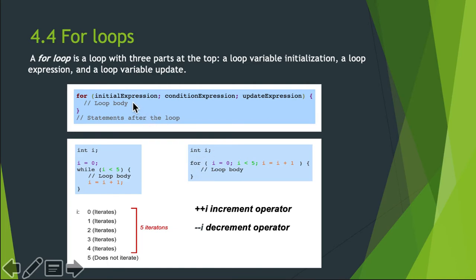So for initial i equal to 0, i less than 5 is the condition, and the update is i equal to i plus 1. You could even write it as i plus plus, which is the increment operator, or i minus minus, the decrement operator. In this case, you just use i plus plus.